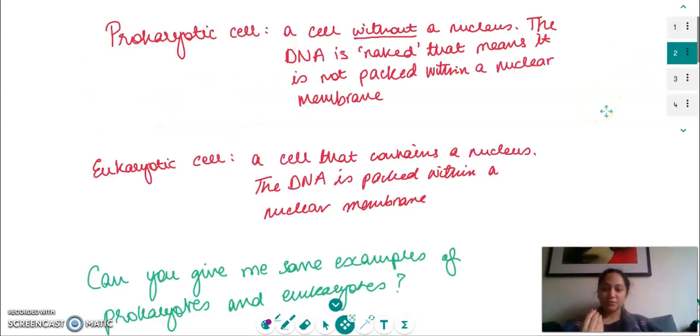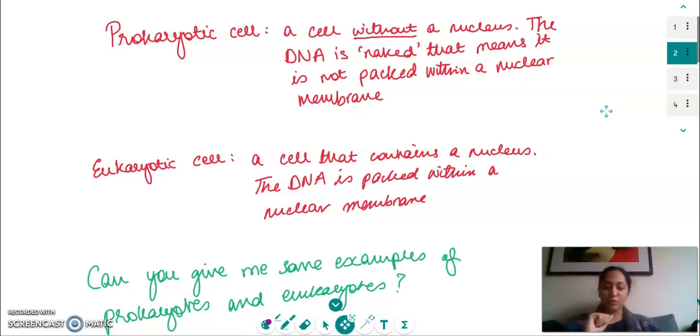So a prokaryotic cell is a cell without a nucleus. The DNA is naked and it is not packed in a nuclear membrane. That means there is no compartmentalization here. A eukaryotic cell, on the other hand, contains a nucleus and the DNA is packed within a nuclear membrane. They tend to be a lot more complex and much bigger than prokaryotic cells.